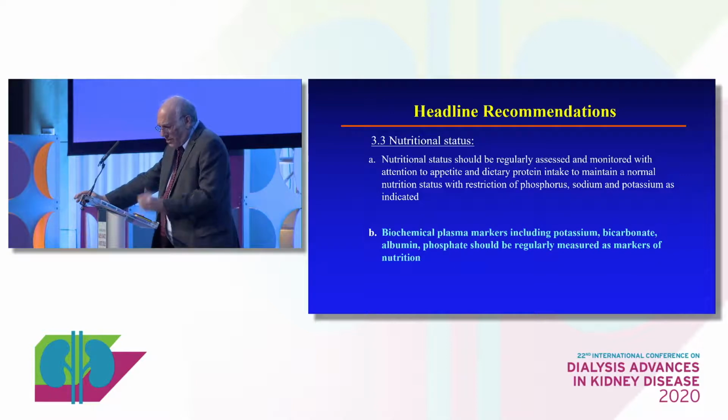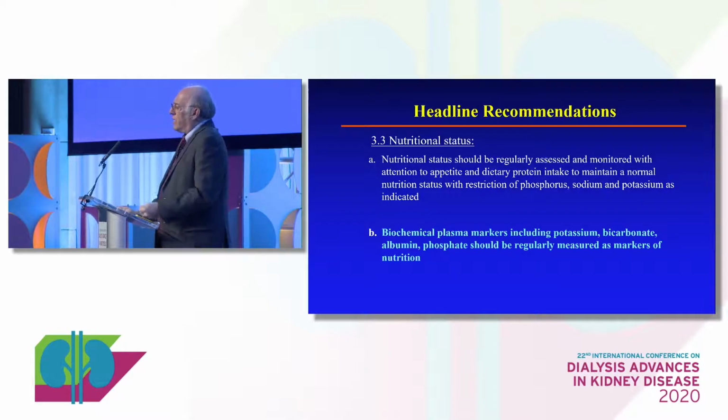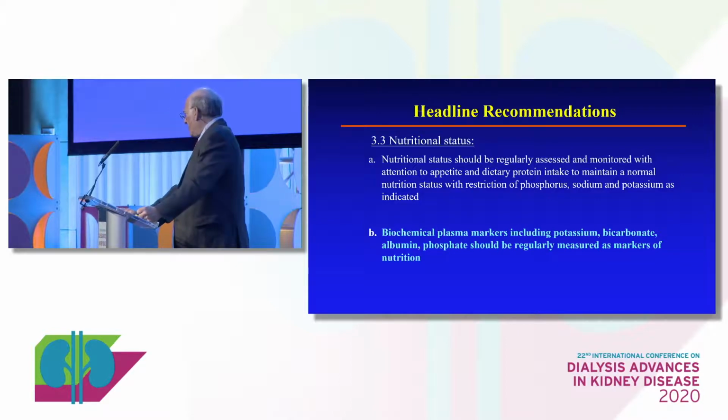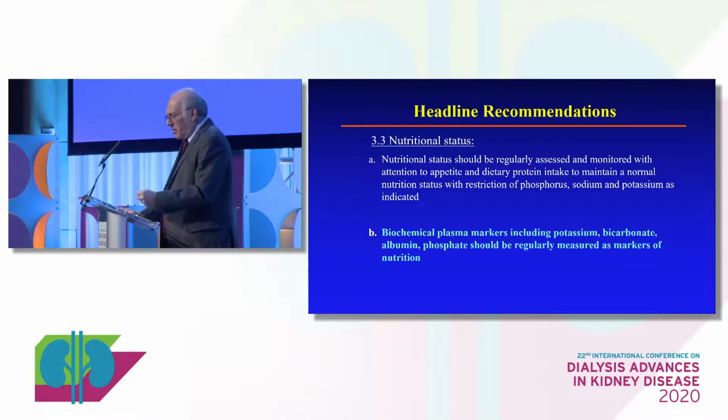Nutritional status. Biochemical plasma markers, including potassium, bicarb, albumin, and phosphate, should be regularly measured. Unfortunately, albumin, prealbumin. Many of you who take care of patients know that you can have them eating 2 sausages for breakfast, a burger for lunch, and a steak for dinner, and the albumin is still 3.2. And that probably reflects inflammation more than it does dietary intake, and it's not easy at all to influence that.